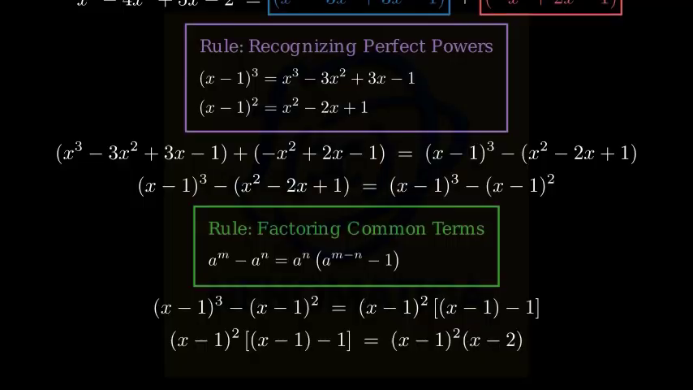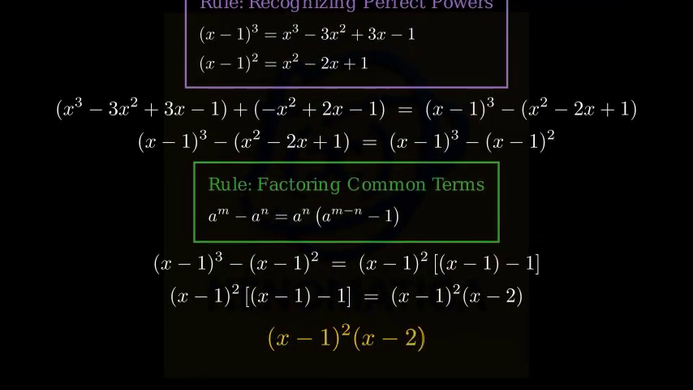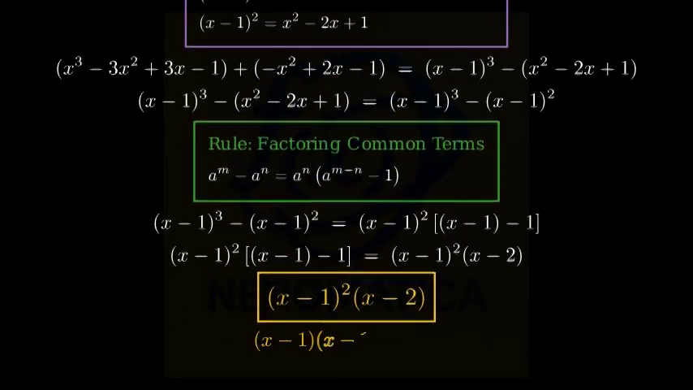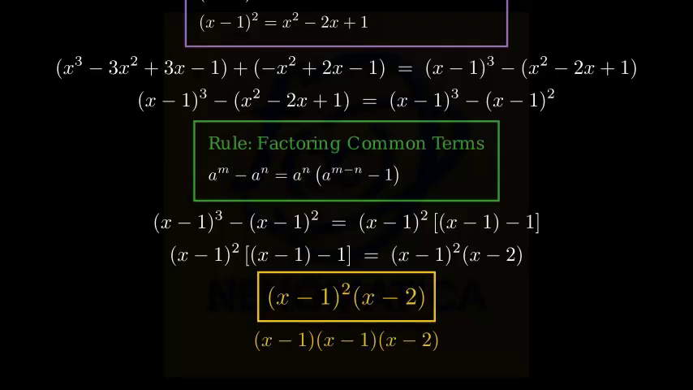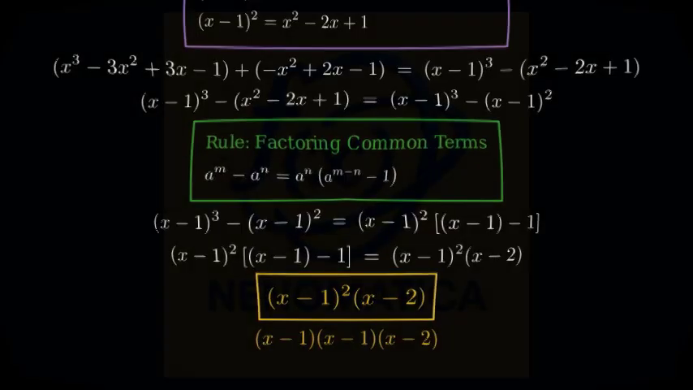Step 4. Final factored form. The polynomial factors as (x minus 1) squared times (x minus 2). You can also write it as (x minus 1)(x minus 1)(x minus 2).